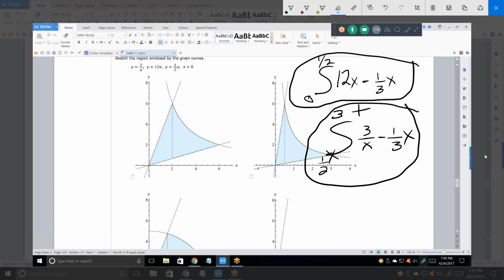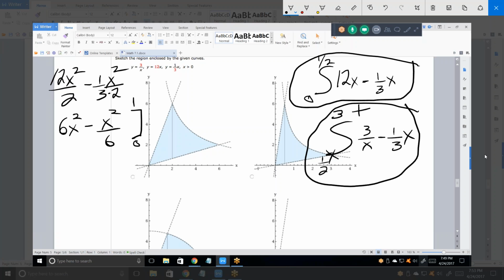All right, so that's 12x squared over 2, minus 1/3 x squared over 2. So let's simplify that. That becomes 6x squared minus x squared over 6. And I'm going to evaluate that from 0 to 1/2.